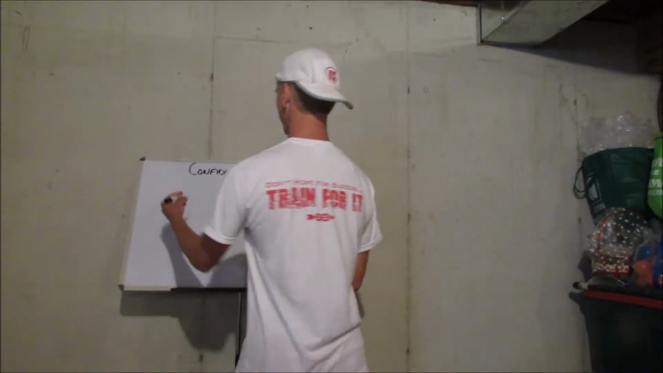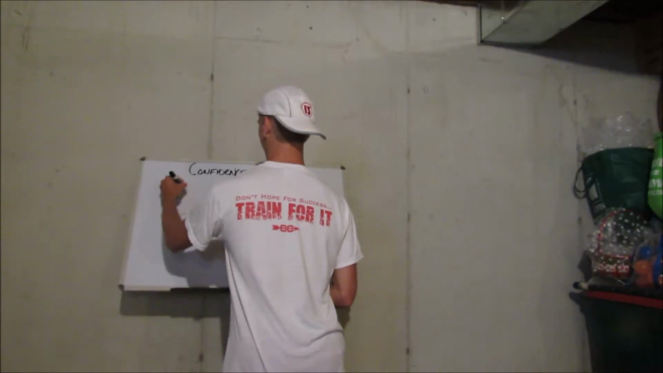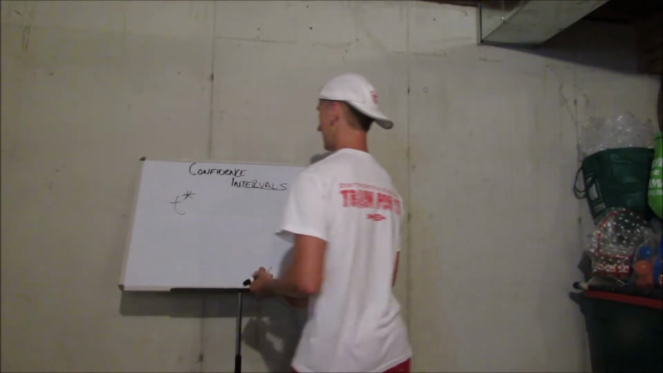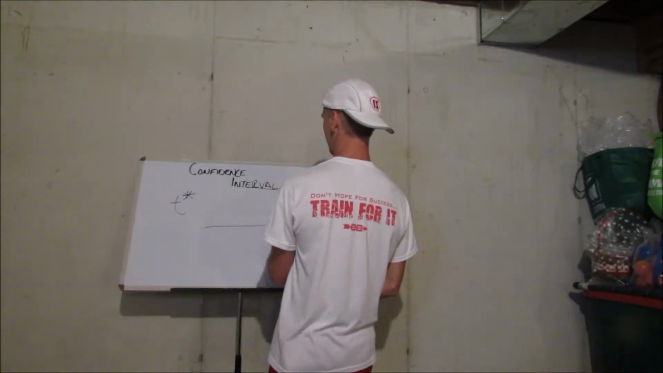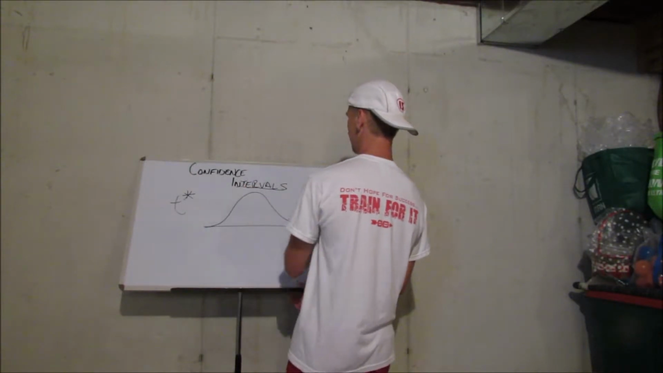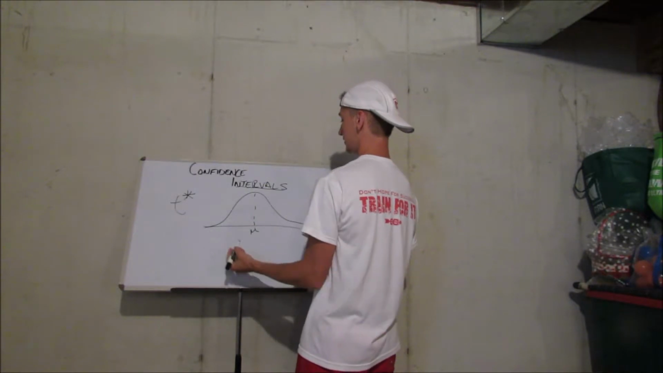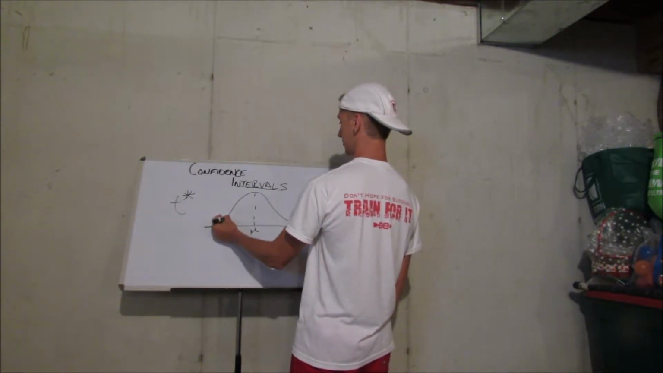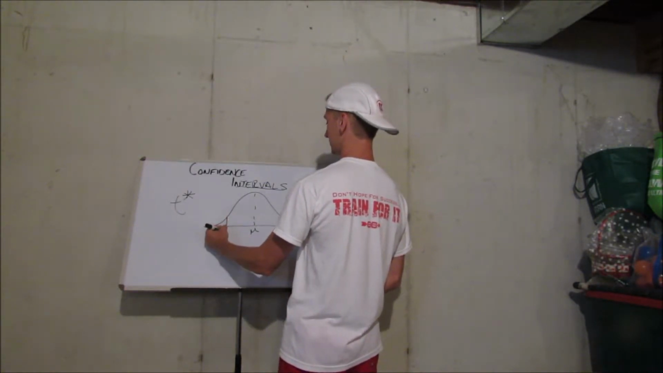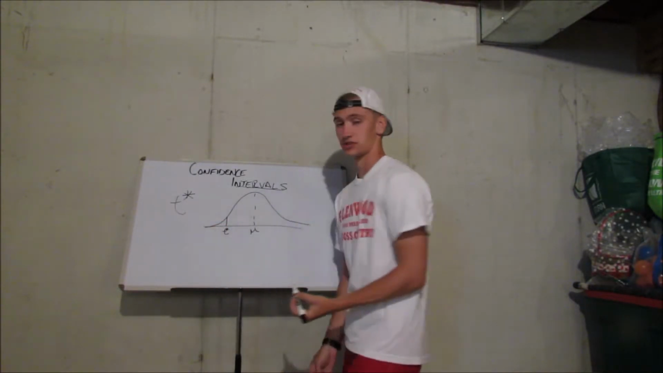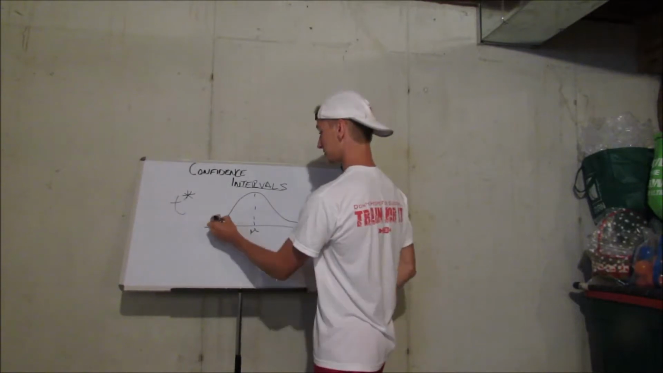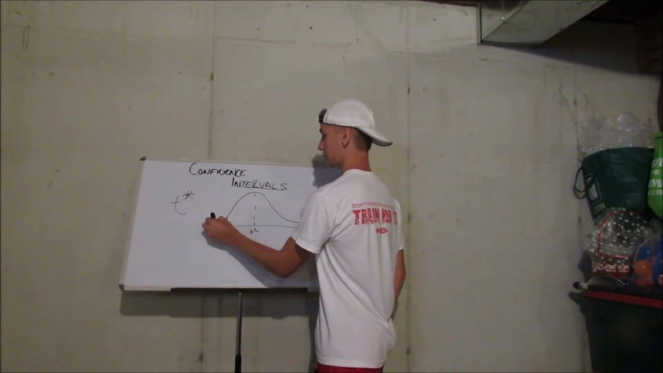The t-star looks like this, and it comes from the normal curve. You draw a normal curve and here is mu. The t-star could be on either side, but let's pretend it's right here, and the t-star basically represents a certain number of standard deviations away, just like a z-score. And so that will represent that shaded portion right there.